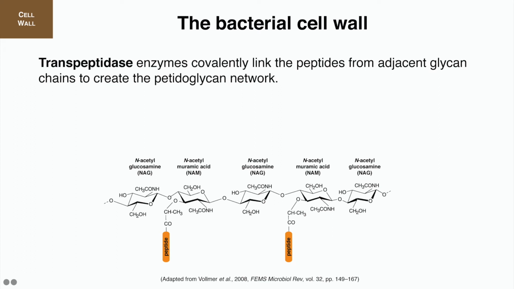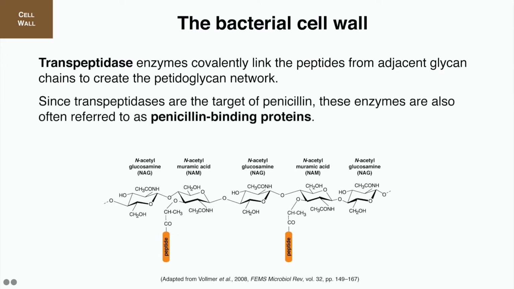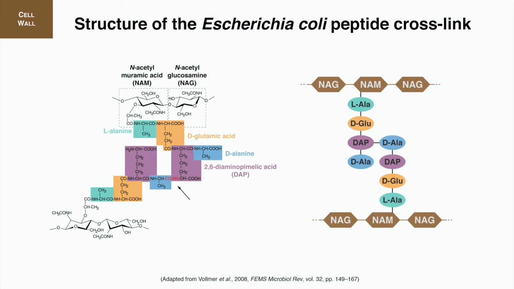Transpeptidase enzymes covalently link the peptides from adjacent glycan chains to create the peptidoglycan network. Since transpeptidases are the target of penicillin, these enzymes are also often referred to as penicillin-binding proteins. This diagram shows the structure and sequence of the peptide crosslink in Escherichia coli.